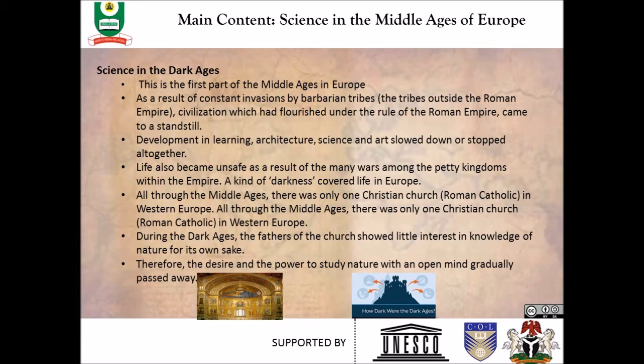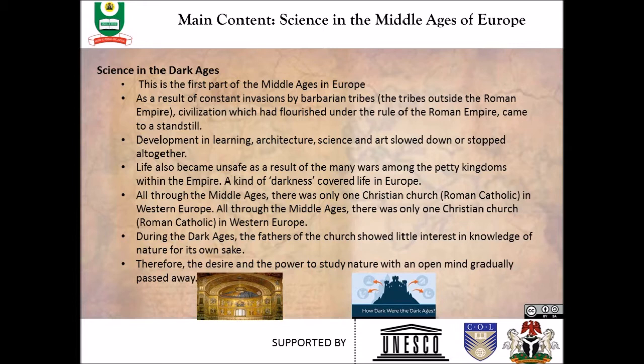Life also became unsafe as a result of the many wars among the petty kingdoms within the empire. A kind of darkness covered life in Europe. For this reason, the period from about AD 450 to 800 is sometimes called the Dark Ages. You might be interested to know that this was the period when the old kingdom of Ghana reached the peak of its civilization.